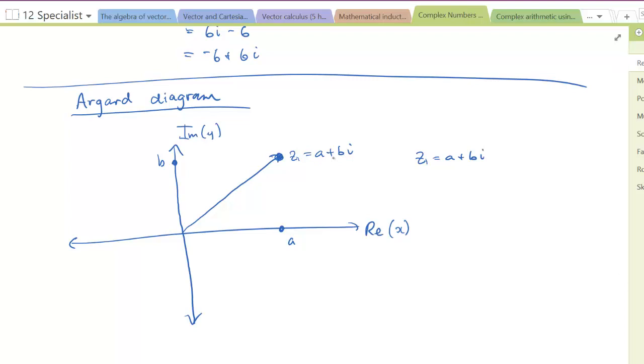So that covers a review. That's a bit of a quick run through the skills that we should be able to carry through from the Unit 2 complex numbers topic. And now we'll look through a number of examples.